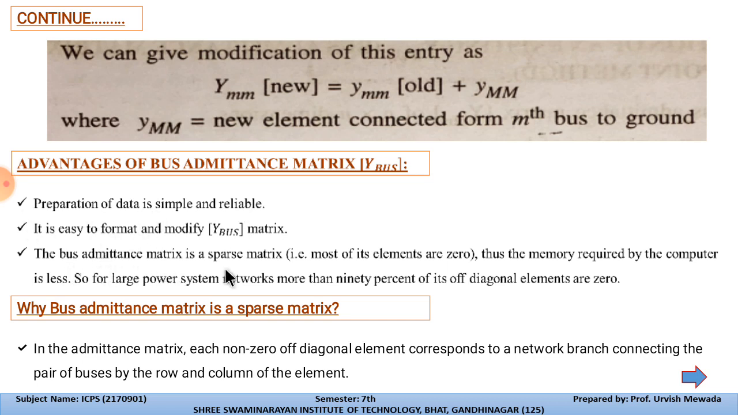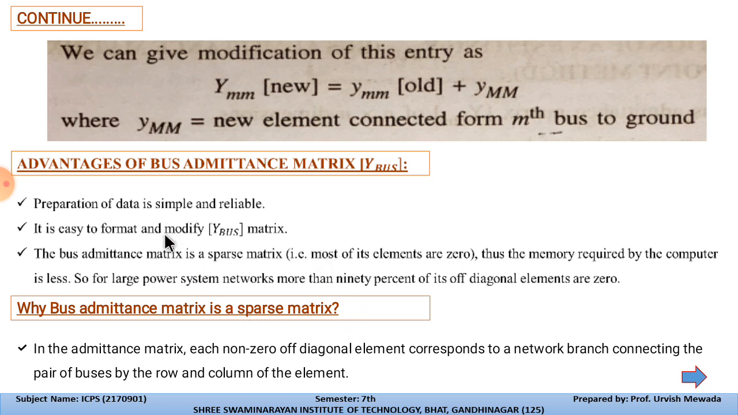The bus admittance matrix is a sparse matrix. What is a sparse matrix? Most of its elements are zero, and thus the memory required by the computer is less, because the rest of the elements are zero except the diagonal elements. For large power system networks, more than 90% of its off-diagonal elements are 0. So it requires less memory to store this data in the computer for the iteration, meaning the solution.